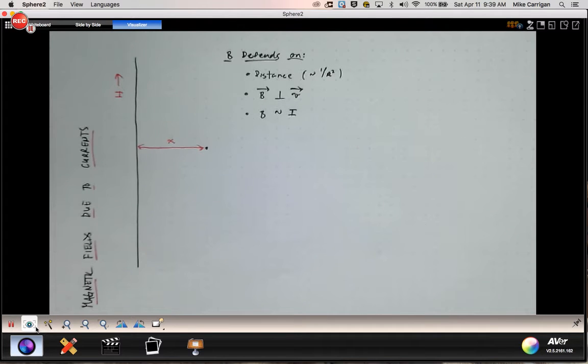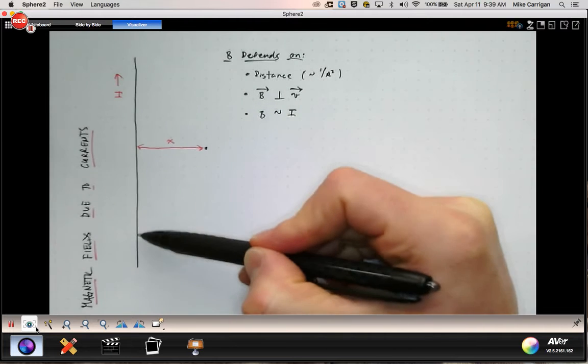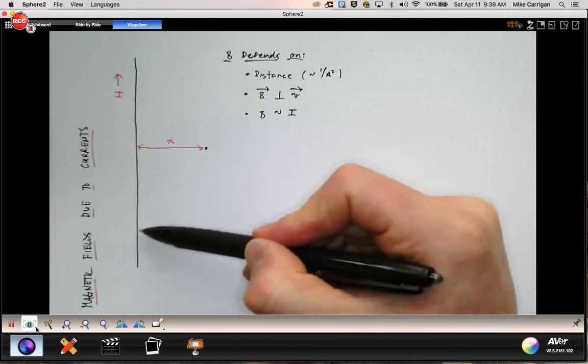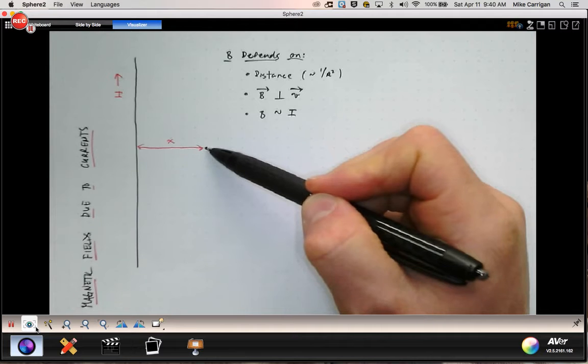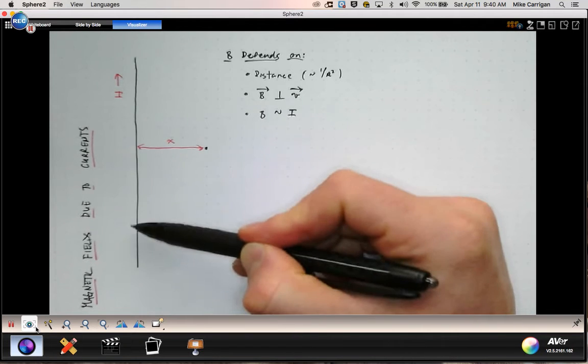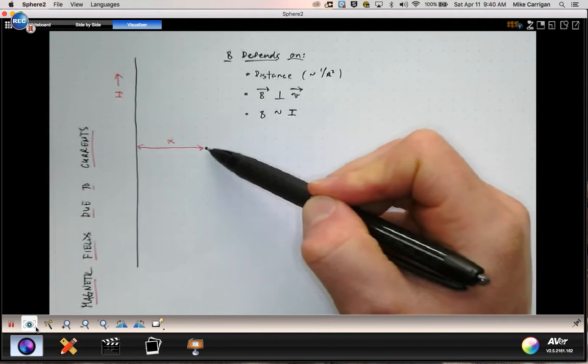Now, what's tricky about doing the calculation, what you might have already picked up on, is if I imagine the various points along this wire, each point along the wire has a unique distance to this point right here.